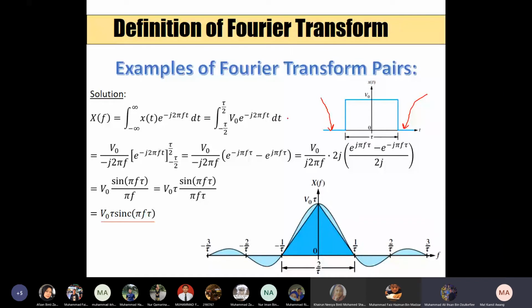You go through the math, and you end up with v naught tau sinc of pi f tau. So this is the Fourier transform of the rectangular wave, the rectangular function. Right? Clear? Okay.